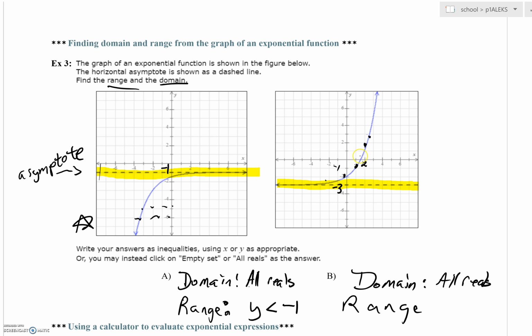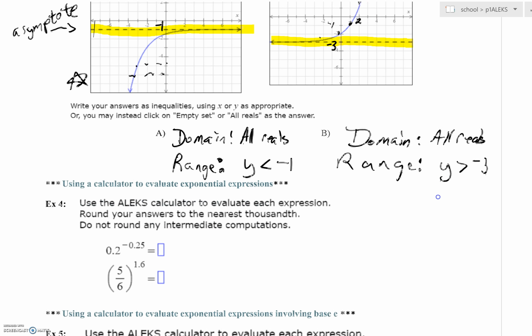By way of comparison, look at all these points. Their y values are above that dotted line. So you'd say that all y values are greater than -3 here. So look for your dotted line, find out what that y value is, and you'll either have y being less than that, and then your curve is underneath it, or you'll have y being greater. That's when your curve is above.